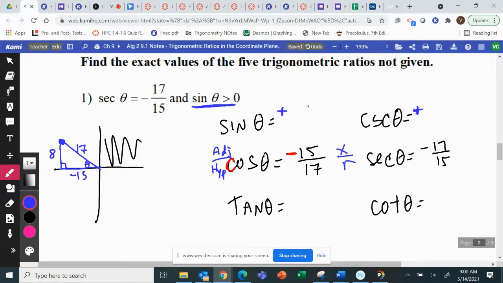So now at this point, we can fill out the rest of it. 8/17, 17 over 8. Tangent will be negative 8/15. Cotangent will be negative 15/8. And that's just using the formulas that we already know, SOHCAHTOA. The only time we really need to use that R thing would be if you're doing the quadrantal angles, the 90 degrees, or when we don't have a triangle to draw.